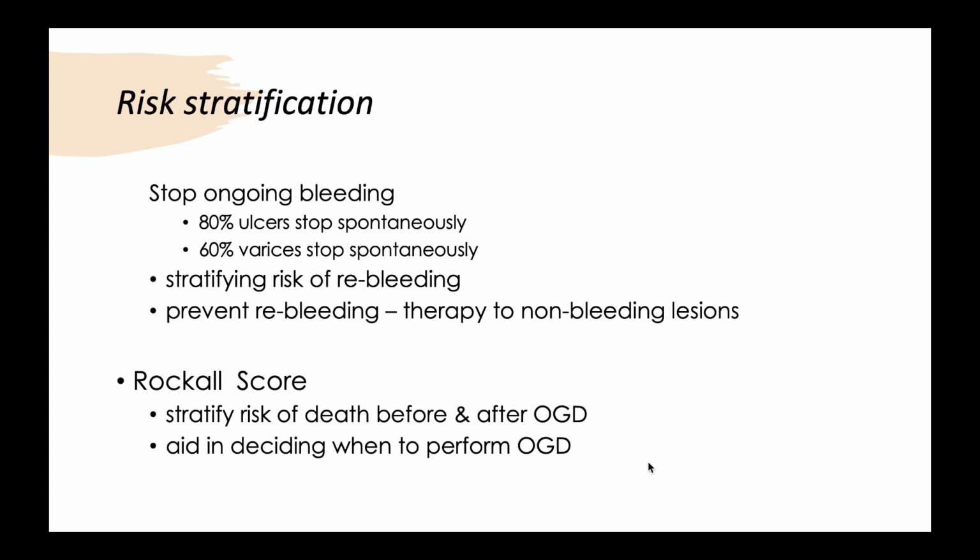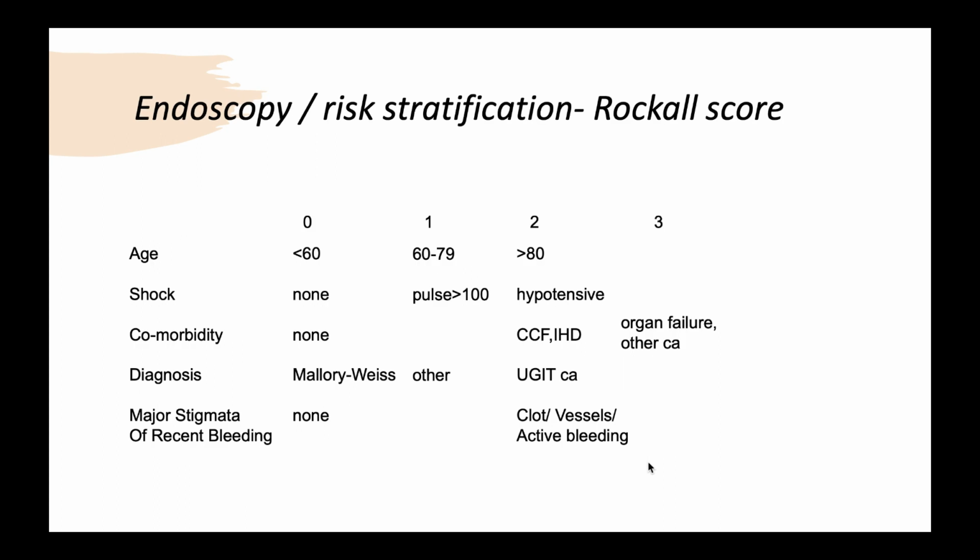So, what is the Rockall score? There are a few categories that are considered, mainly factors including the age, whether they have some form of shock, or any kind of comorbidities, congestive cardiac failure or ischemic heart disease, for example, as well as any other forms of organ failure or cancer, etc.